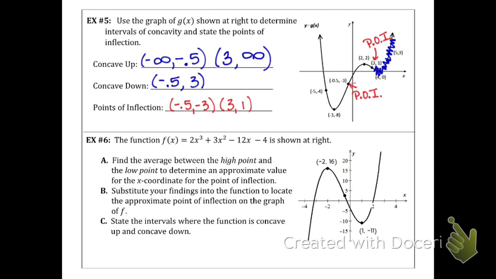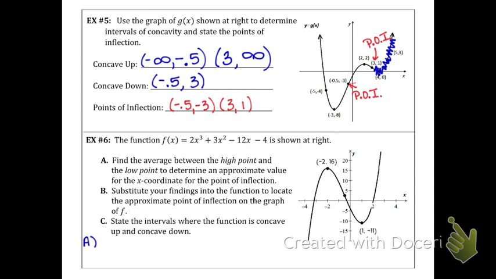All right, so A says let's find the average between the high point and the low point to determine an approximate value for the x-coordinate of the point of inflection. So we're going to look at our high point and our low point, and we're going to use those x values to find an average of them, and that's going to give me approximately the x-coordinate of my point of inflection.